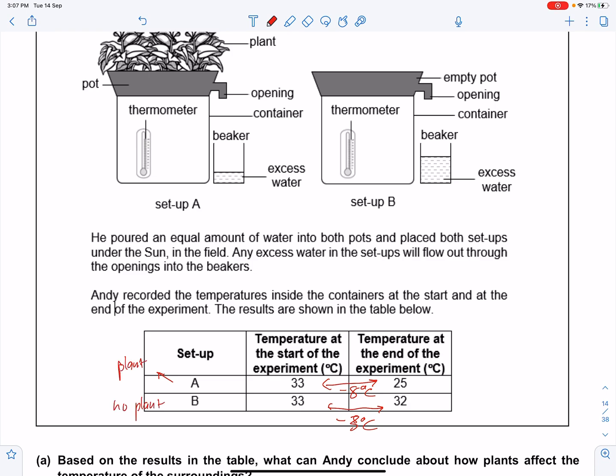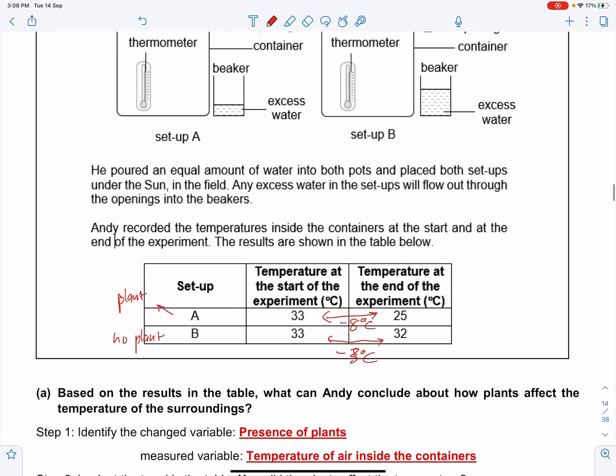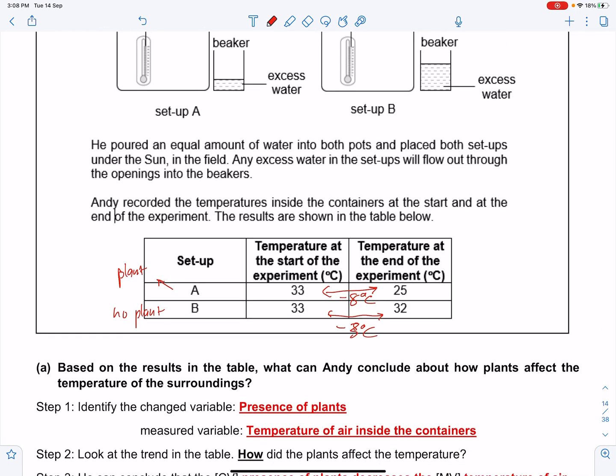So in your actual exam, you can actually use annotate like what I show you to make better sense. Okay, so basically as you can see, setup A with the plant is actually able to lower your temperature more than setup B which has no plant.